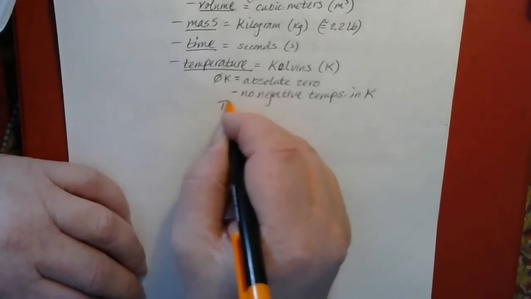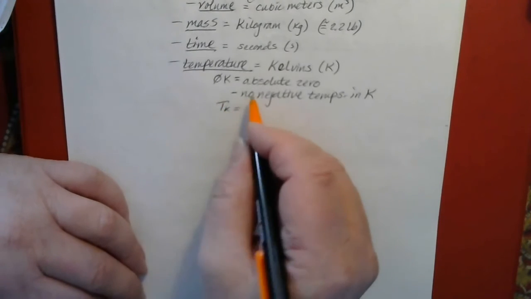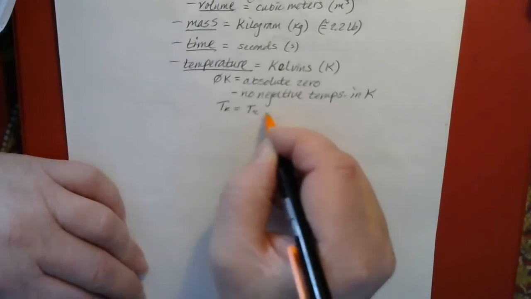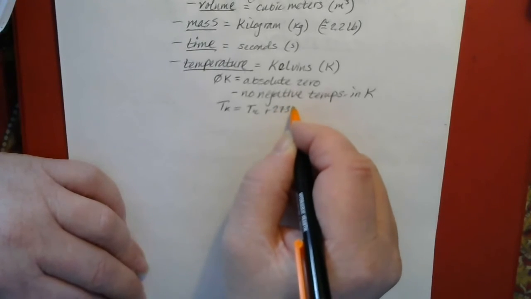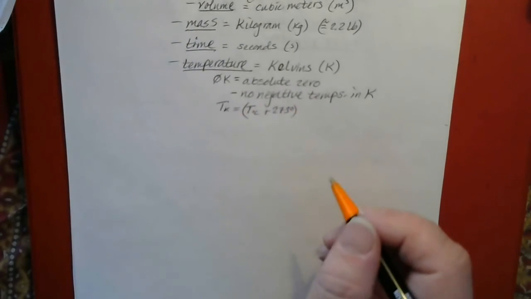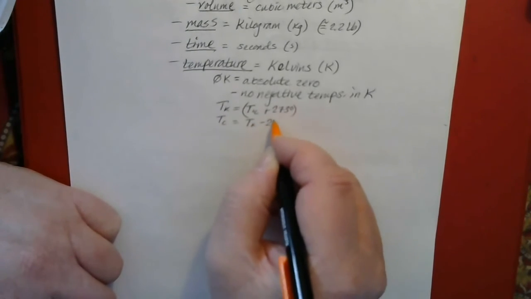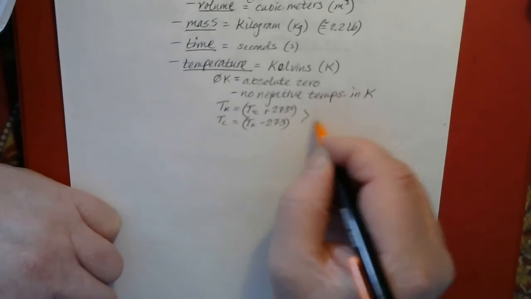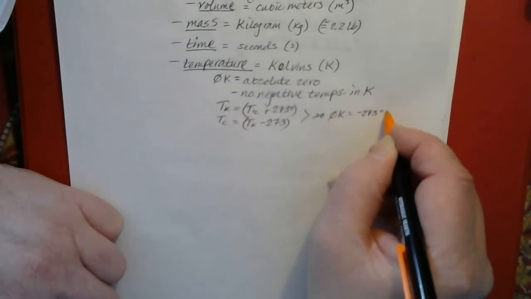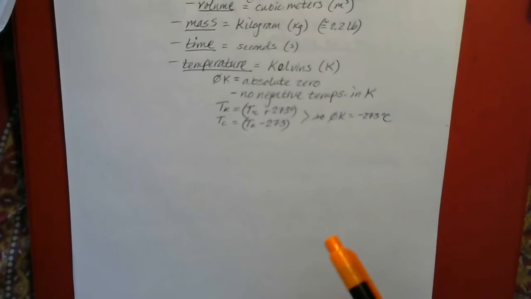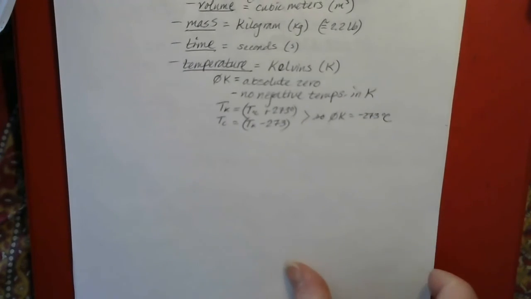Anyway, to get a temperature in Kelvin, that is T with a little K after it, just means temperature in Kelvin, you take the temperature in degrees Celsius and add 273 degrees to it. Or in other words, temperature in Celsius is temperature in Kelvin minus 273. And so absolute zero is the same as negative 273 degrees Celsius.